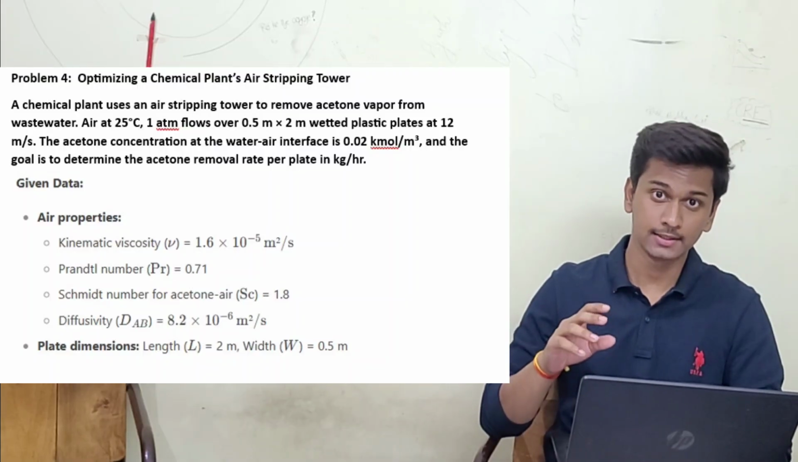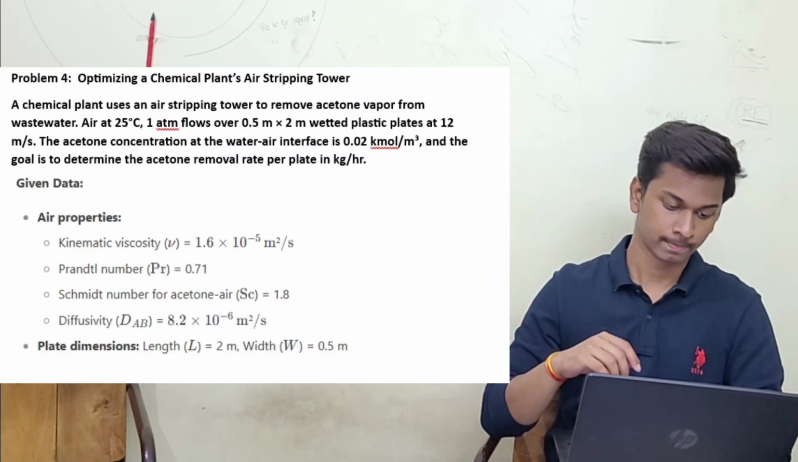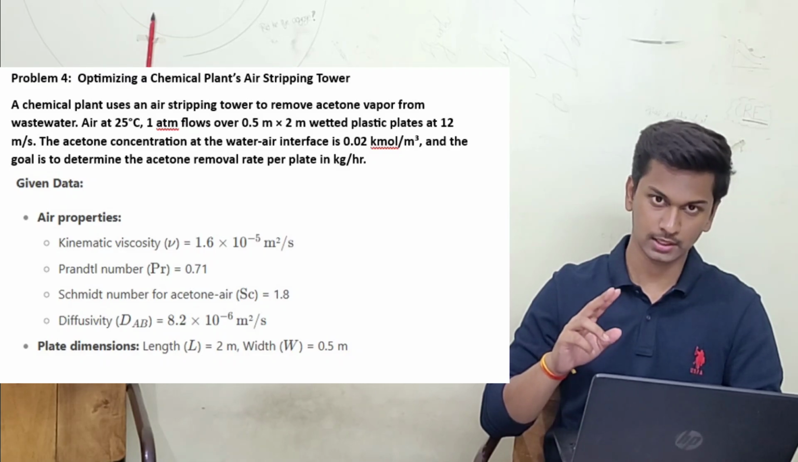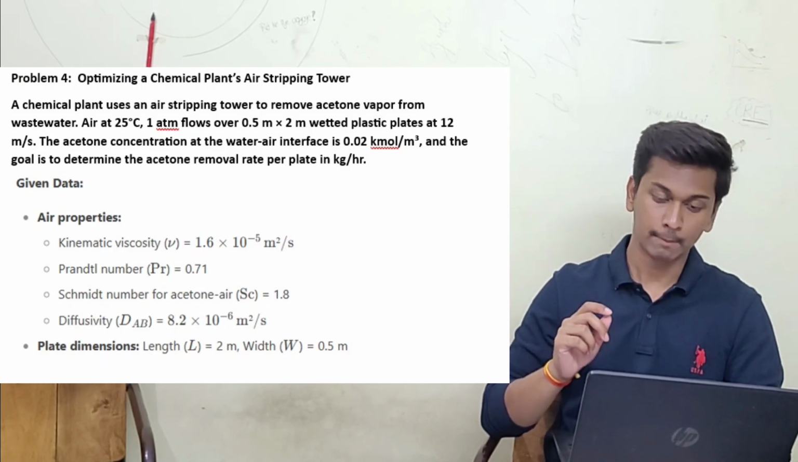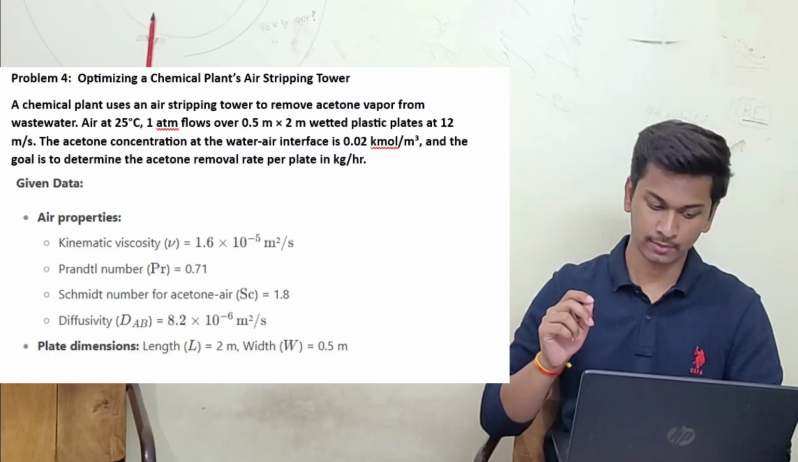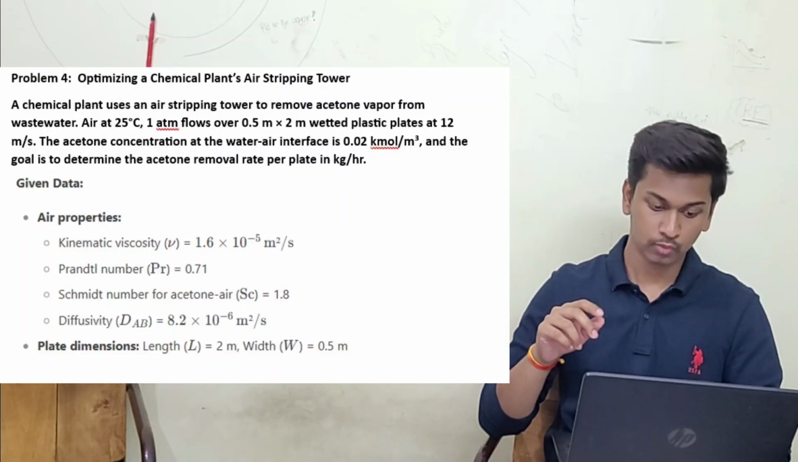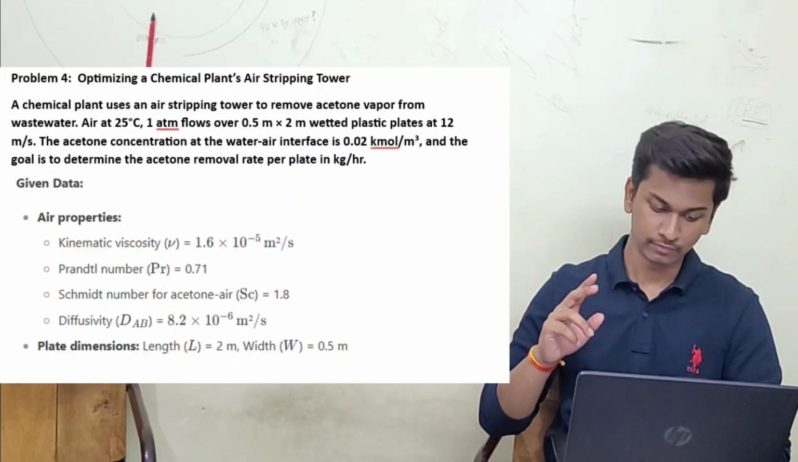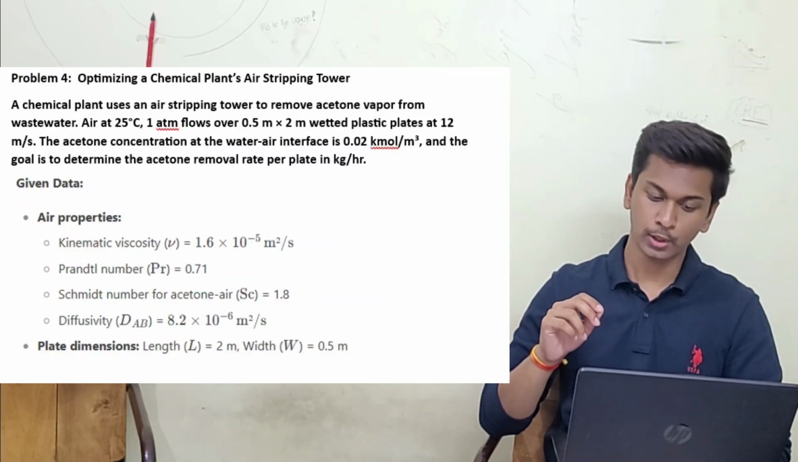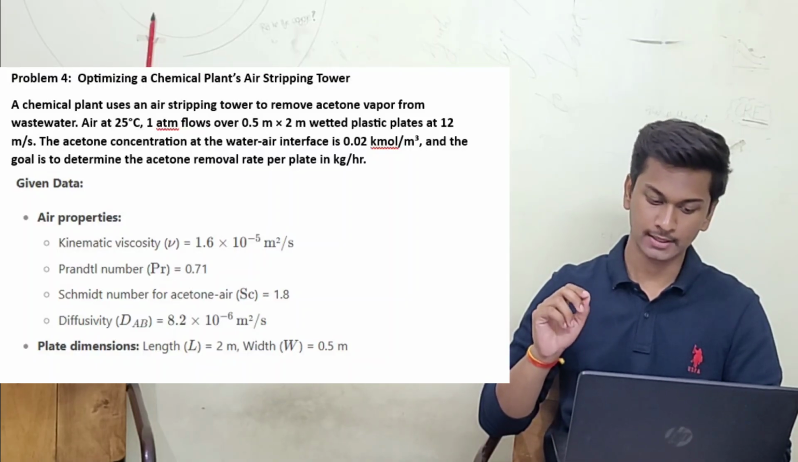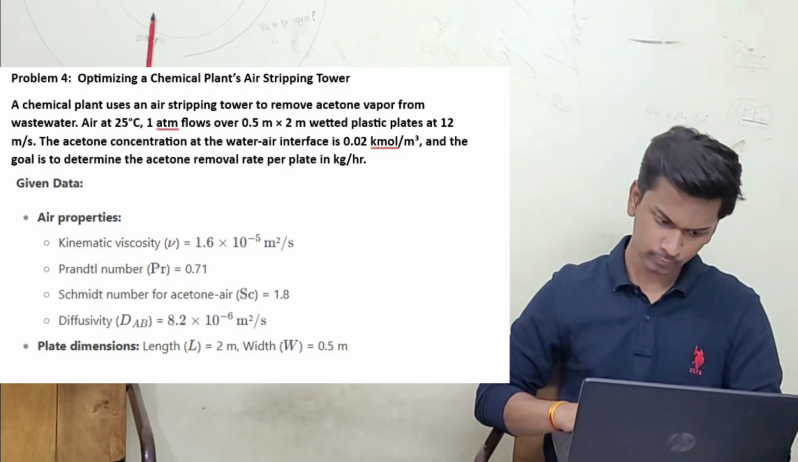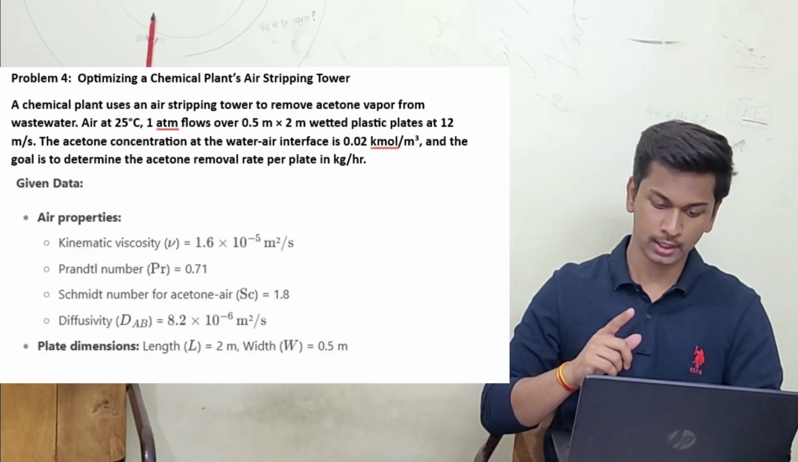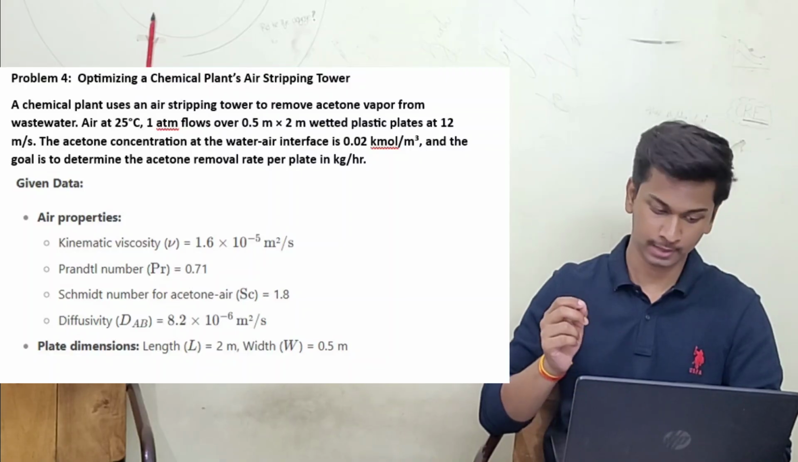The given data in this question is air properties. Kinematic viscosity is equal to 1.6 into 10 to the power minus 5 meter square per second. Prandtl number is given as 0.71. Schmidt number for acetone in air is given as 1.8, and the diffusivity is given as 8.2 into 10 to the power minus 6 meter square per second. Also, the plate dimensions are given as length equal to 2 meter and width equal to 0.5 meter.